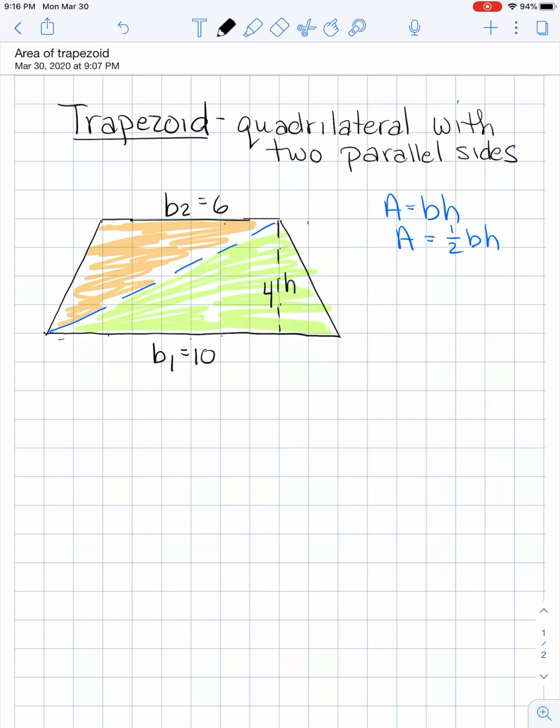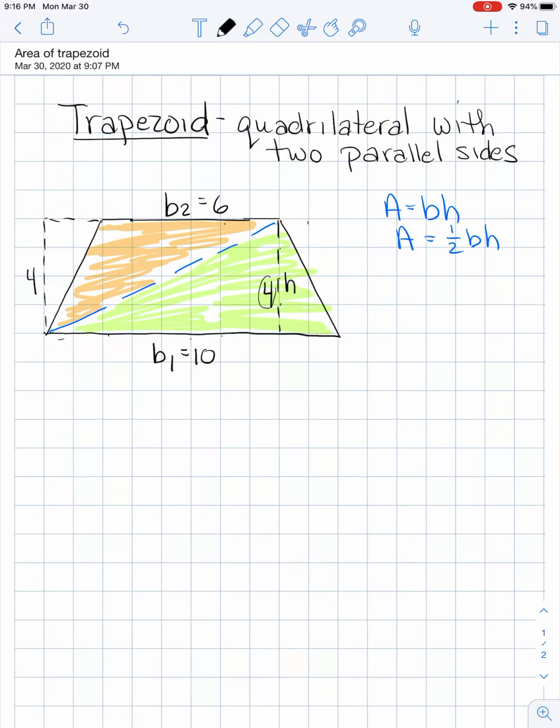I can kind of show you that by doing this, right? If you think of it and you can kind of look at it upside down, if this is 4, then this has to be 4 because it's kind of like a rectangle, okay? So the height for both triangles is 4.